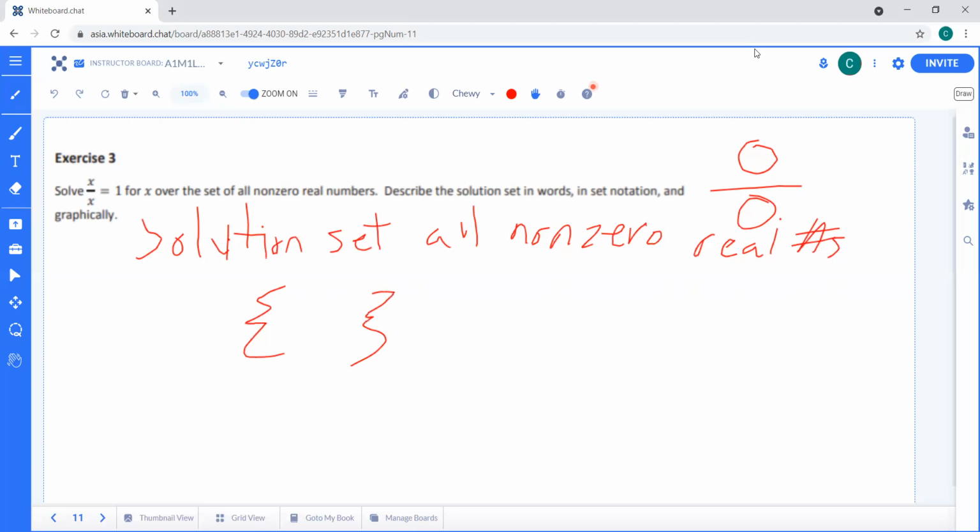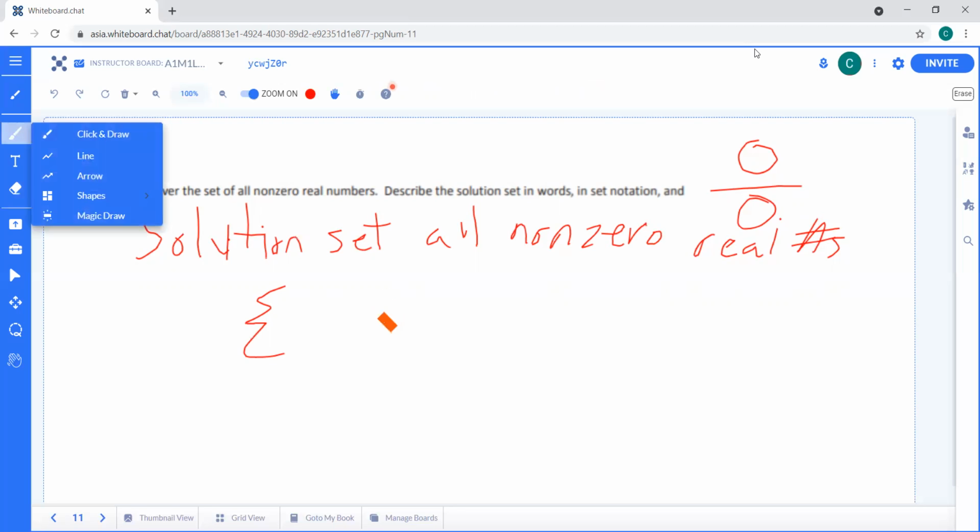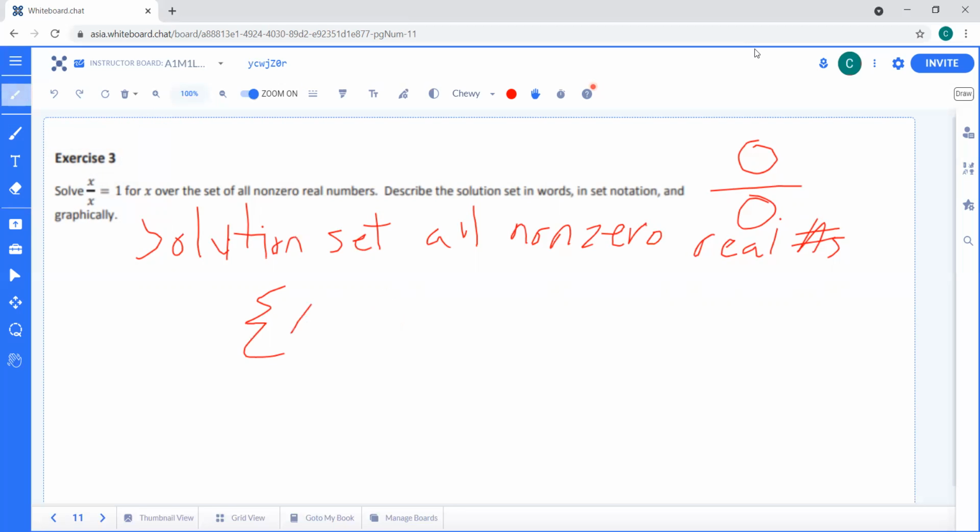What's that going to look like? Okay. We would just say something that says, as long as, let me write a little bit bigger. X, as far as real numbers, when X does not equal 0. So they can be negative this time, they can be positive this time, they just can't be 0.